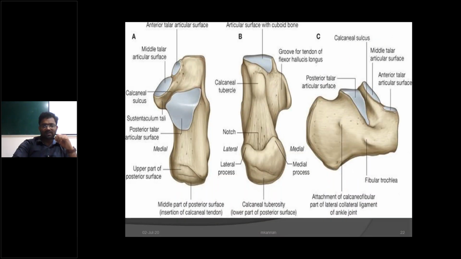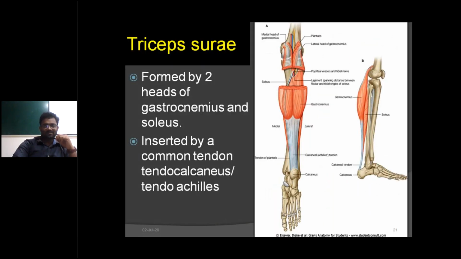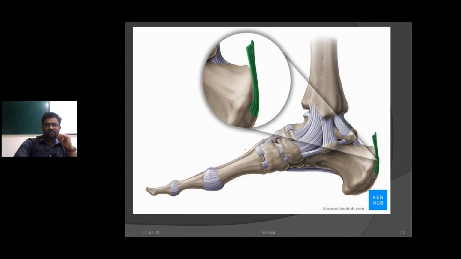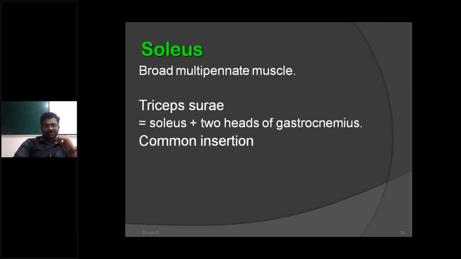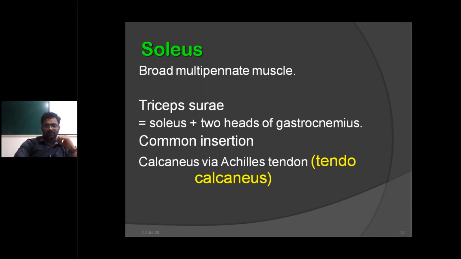So superficial muscles: gastrocnemius, plantaris, soleus. Next, triceps surae is formed by the two heads of gastrocnemius and soleus. They form the largest, strongest tendon of the body, called the Achilles tendon or tendocalcaneus, inserted to the middle impression on the posterior surface of the calcaneum. So this is the insertion of the tendocalcaneus. And soleus is an example of a multipennate muscle. It forms the triceps surae and is inserted to the posterior surface, middle impression on the calcaneum.